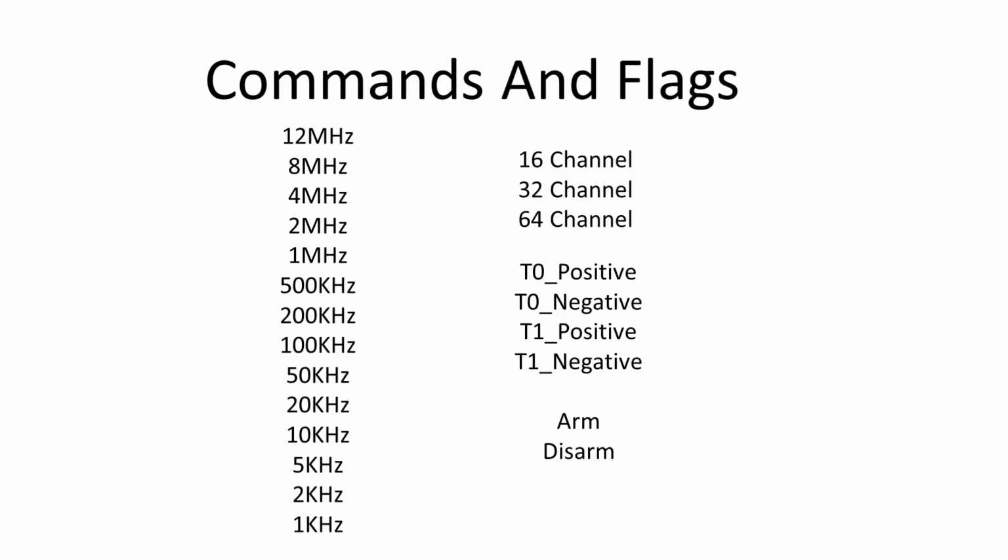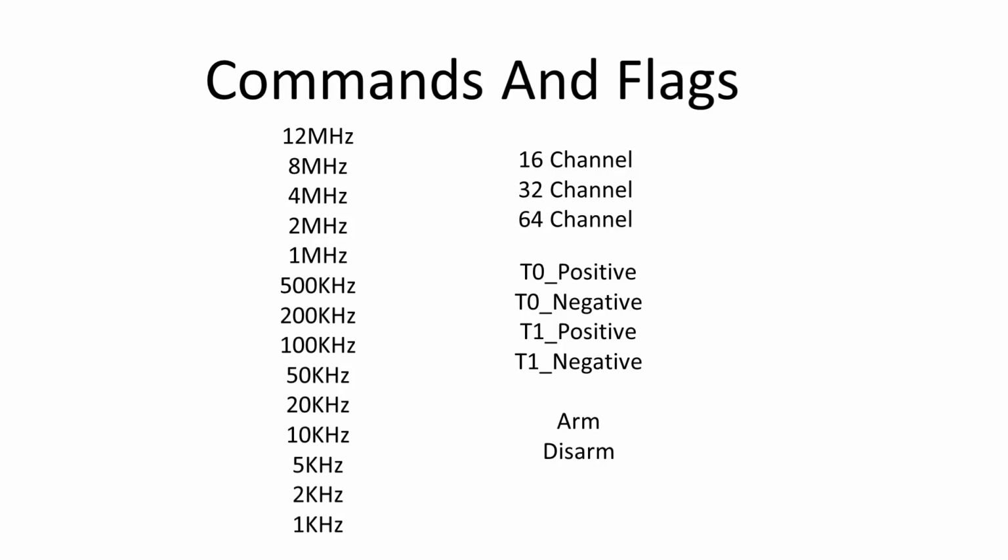And that will send these possible commands. So if it sends a string that says 12 megahertz, it will switch the analyzer to 12 megahertz speed. 8 megahertz will put it to 8 megahertz speed, and so forth. And you can set what channels you want, whether you want it 16, 32 or 64, by actually sending that string to it. And there's T0 positive, will set trigger 0 to positive edge, and so forth with the others.